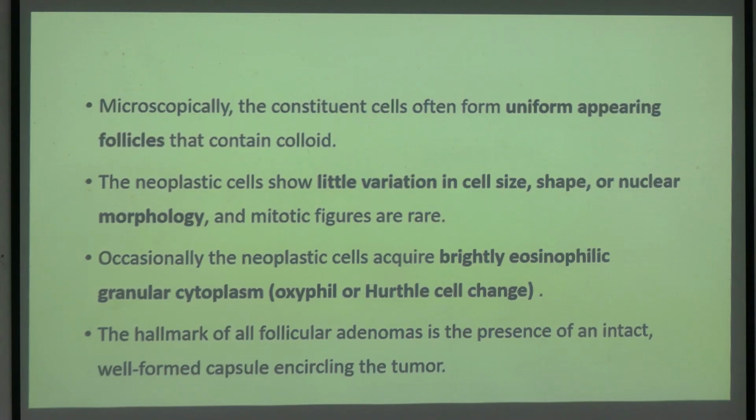Microscopically, the constituent cells often form uniform-appearing follicles that contain colloid. The neoplastic cells show little variation in cell size, shape, or nuclear morphology, and mitotic figures are rare. Occasionally, the neoplastic cells acquire brightly eosinophilic granular cytoplasm, which is called oxyphil or Hurthle cell change. The hallmark of all follicular adenomas is the presence of an intact, well-formed capsule encircling the tumor.